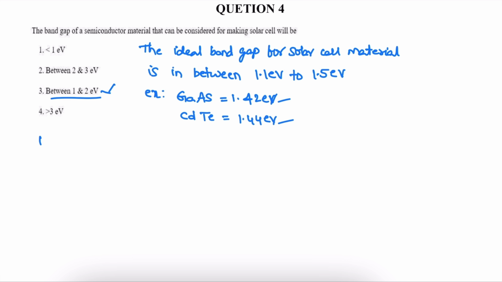Some key points regarding solar cell: the principle of operation is photovoltaic effect. Solar cell works on the principle of photovoltaic effect, and nickel cadmium cells are rechargeable cells used in satellites.